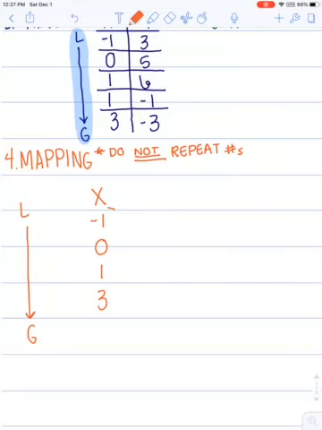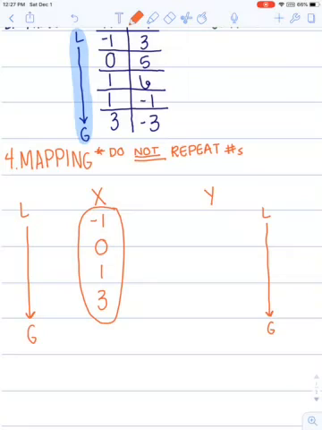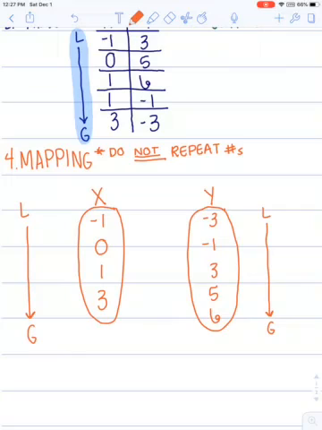Then we're going to draw a circle or an oval around our x values to kind of group them together. Then we create our y values following those same rules. So our y values are also going to be listed least to greatest, and I'm not going to repeat any values. So that's going to be -3, -1, 3, 5, and 6. And then I group those as well. So that's the first step of mapping, is just laying those in their two separate groups.